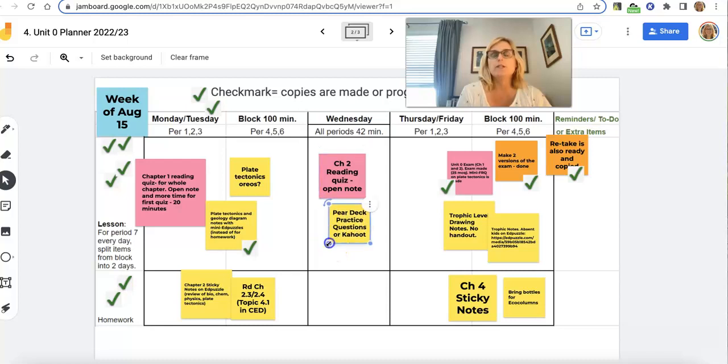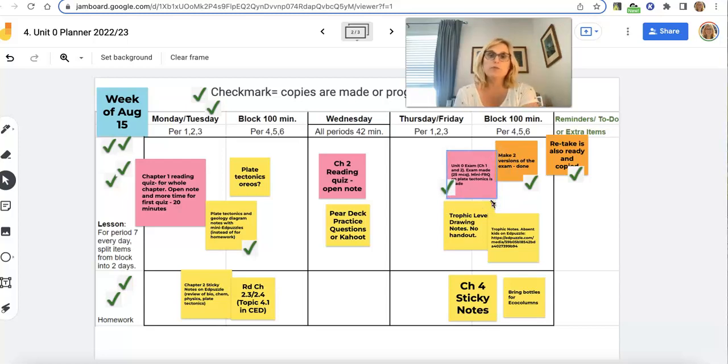I'm going to do some practice questions on Pear Deck or Kahoot. And then the kids are going to have a Unit 0 exam. This one is going to be fairly easy. It's a mini exam because it's only chapters 1 and 2, which are fairly easy chapters, and review for mostly of them.